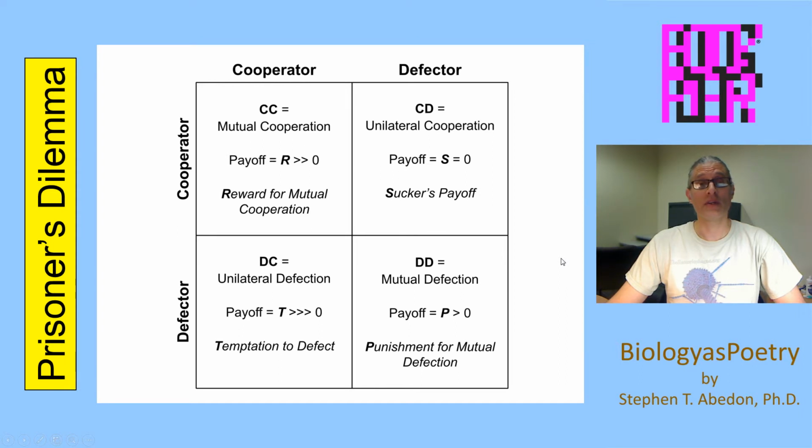Basically, there is always a temptation to defect because defecting provides the higher payoff. If your opponent cooperates but you defect, you get a bigger payoff. T is greater than R. If your opponent defects instead and you also defect, you still get the bigger payoff than you would if you cooperated, because P is greater than S.